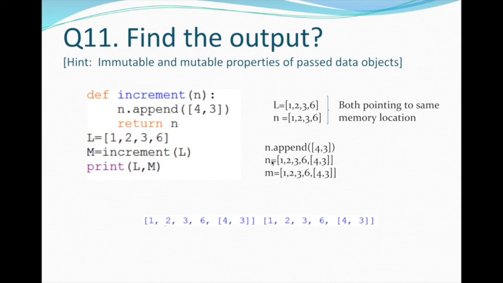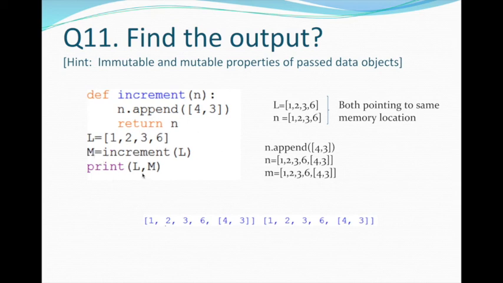What is the value returned here? The same value of N, that is 1 2 3 6 comma 4 3 is returned. That value is stored in M. One more thing, initially L and N are pointing to the same memory location. Now we are changing or appending new values to the same variable N. Both L and N are changing. So L is also pointing to the same location. So L value is also 1 2 3 6 4 comma 3. So M value we will get the same value as N.